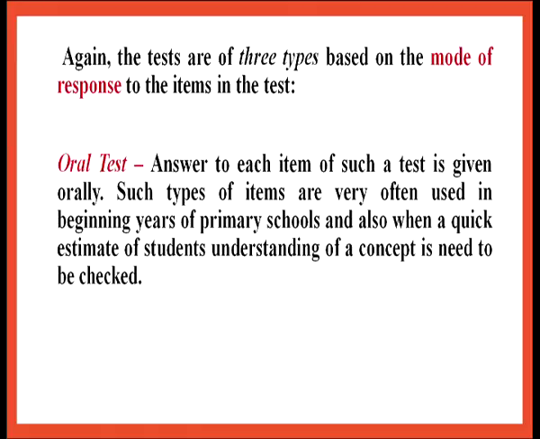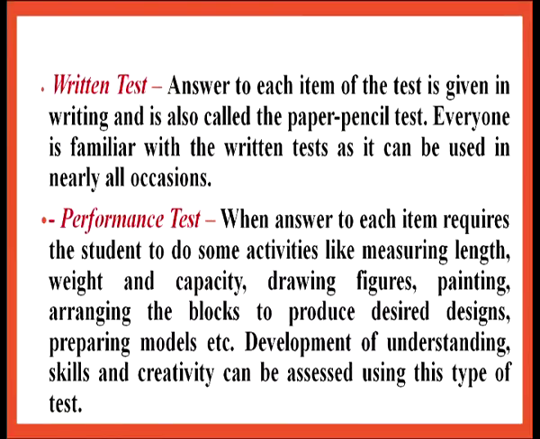First one is oral test. Answer to each item of such a test is given orally. Such types of test items are very often used in beginning years of primary schools and also when a quick estimate of students' understanding of a concept needs to be checked. Next is written test. Answer to each item of the test is given in writing and is also called the paper pencil test. Everyone is familiar with the written test as it can be used in nearly all occasions.